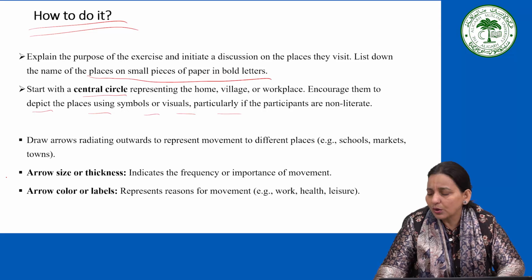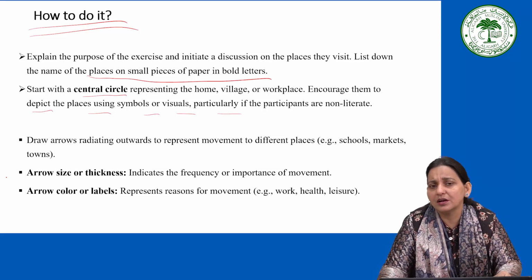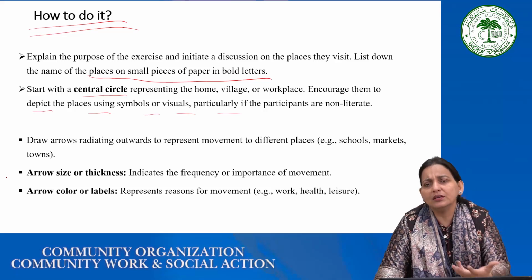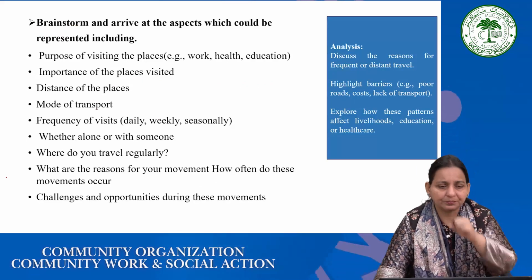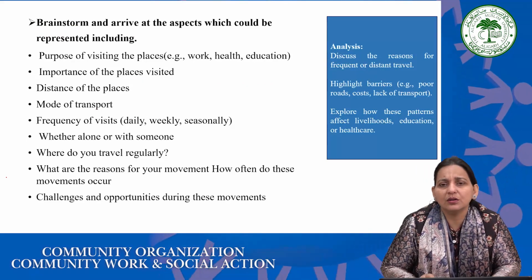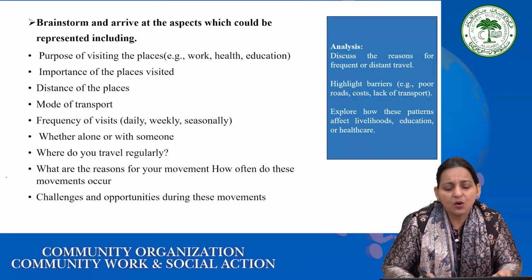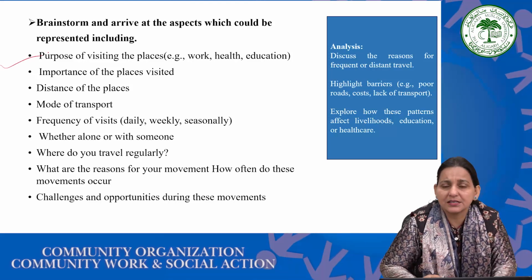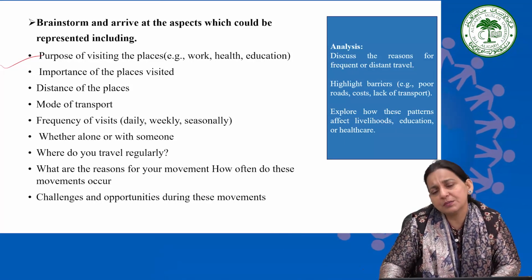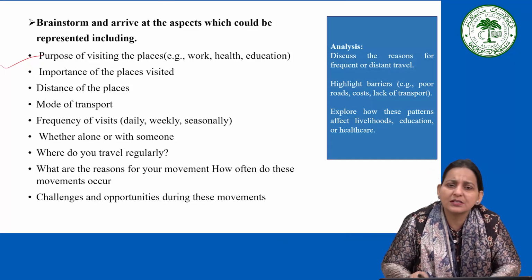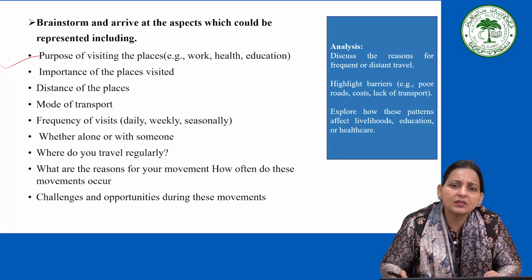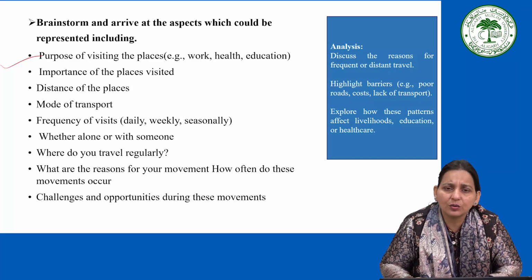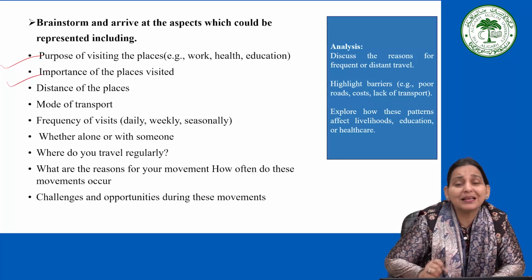So depending on how you want to signify the same thing, you can use your own way, or modify this mapping overall. How to further do this map? Brainstorm and write the aspects which could be represented, including the purpose of visiting the places. Then you have to ask, if you are going to the forest areas, for what reasons are you going there? If you are going to health clinics or the Anganwadi, for what reason are you going? And then the importance of those places visited.